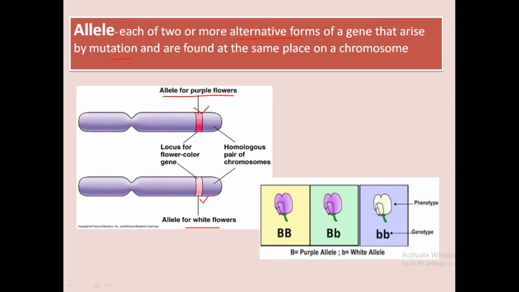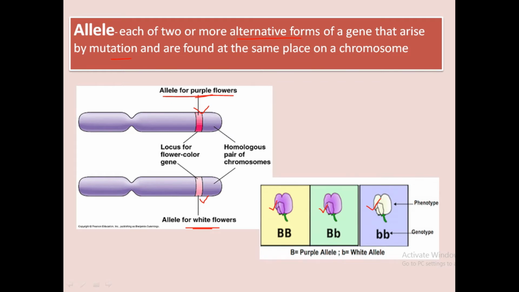So it is the locus for the flower color gene, and the alternative forms are the purple color and the white color. If here it is capital B, then it will form the purple color. If it is capital B small b, then it will form the purple color. If it is small b, then it will form the white flower color.